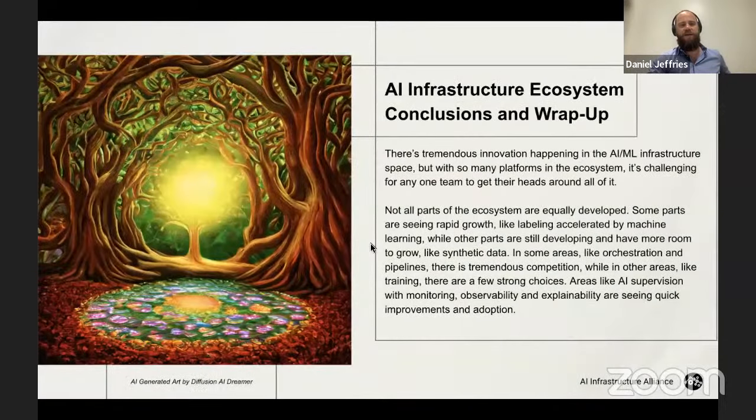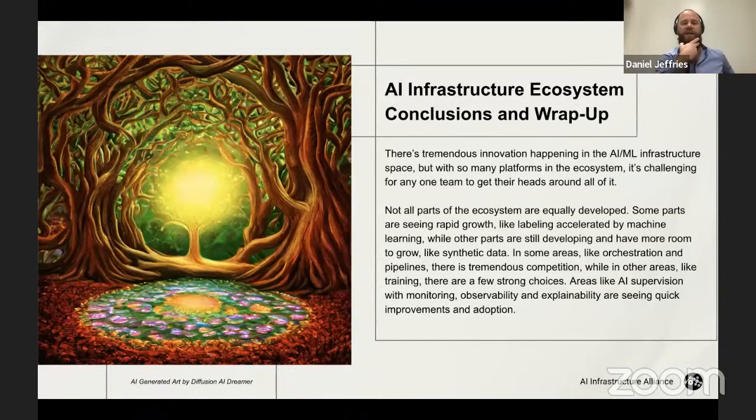So that's it. Look, there is tremendous innovation happening in the AI/ML infrastructure space, but with so many platforms in the ecosystem, it's just challenging for any one team to get their head around all of it. Not all parts of the ecosystem are equally developed, right? We've got some really strong compute and orchestration. We've got some great monitoring and management supervision stuff. But in some things like synthetic data, it's brand new and developing.